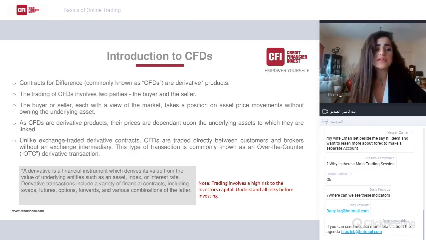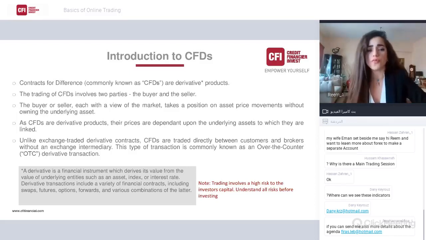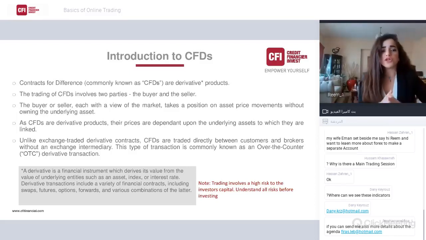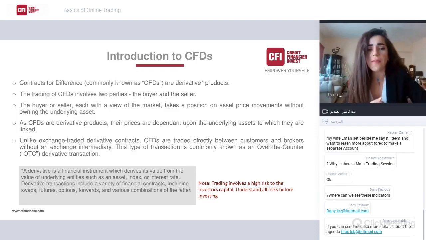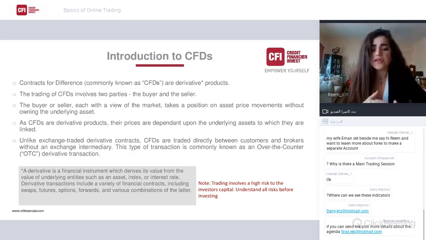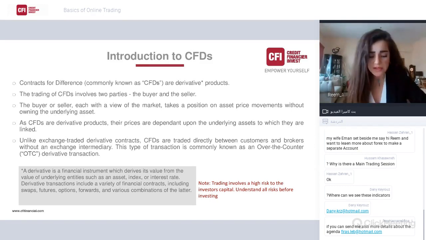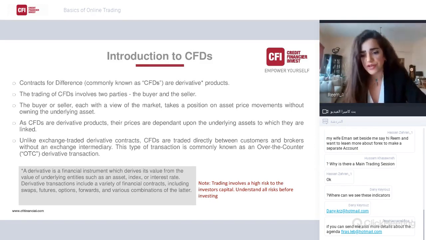Now, what is a CFD? Just a step forward. When you say contract for difference, at the end of the day, you have spot prices and you have future prices. So when you say a contract for difference, you're talking about a contract where you are buying or selling at the moment and you're going to close it on a future date.